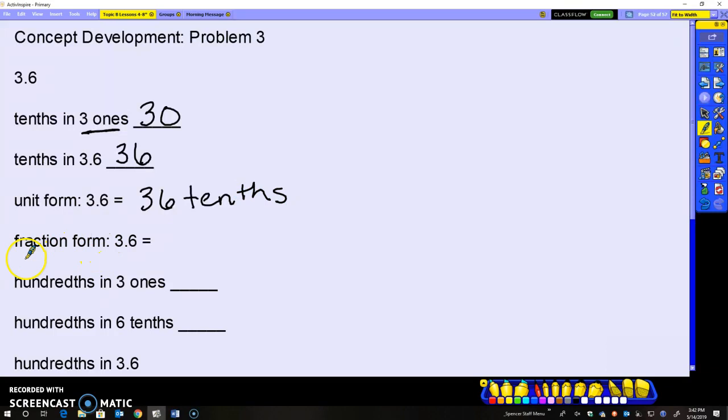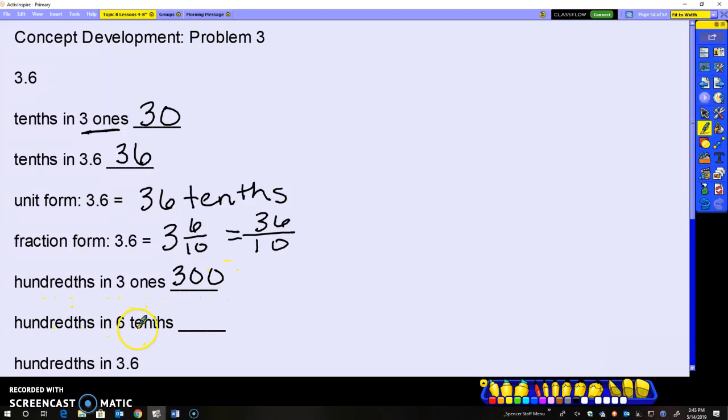Okay, and in unit form, that's going to look like 36 tenths. In fraction form, 3 6/10 is the same as 36 tenths. Okay, we learned this when we were using mixed numbers and fractions greater than 1, right? This goes in 3 times with 6 left over. All right. Now it's asking us to put it in hundredths. How many hundredths are in 3 ones? Well, there's 100 in each whole, and if I have 3, I have 300 of them.